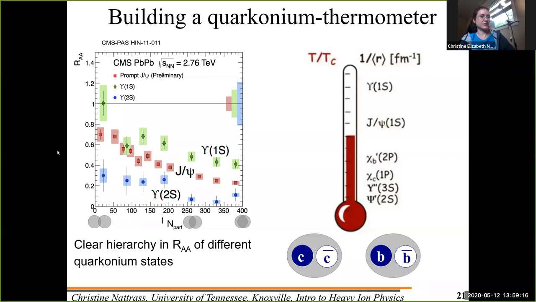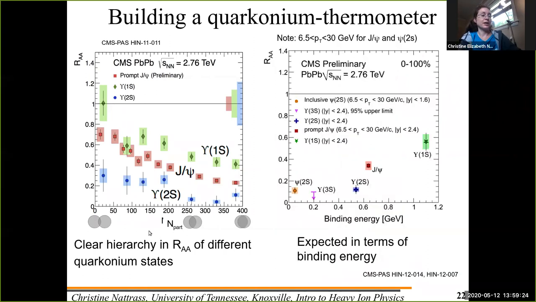This x-axis is a measure of the centrality. So way over here, you have very peripheral collisions. The system hardly interacted. And as you get to more and more violent collisions, what you see is that more and more things melt.